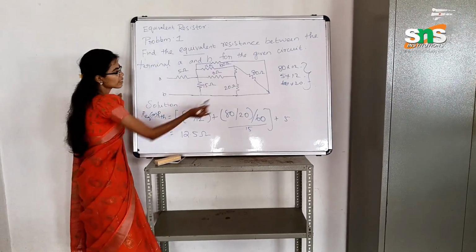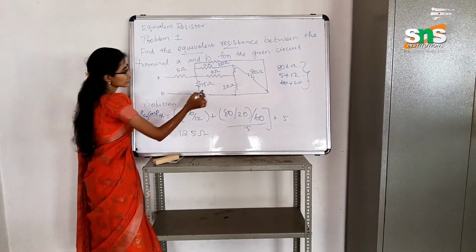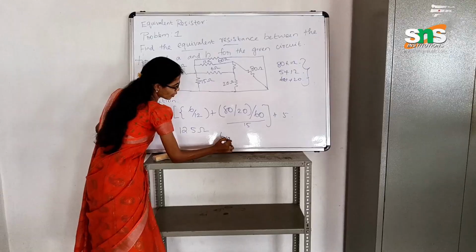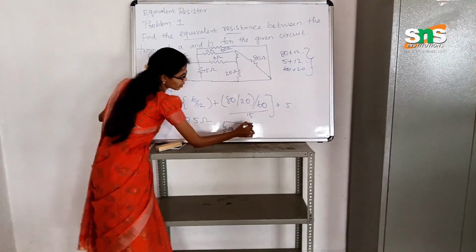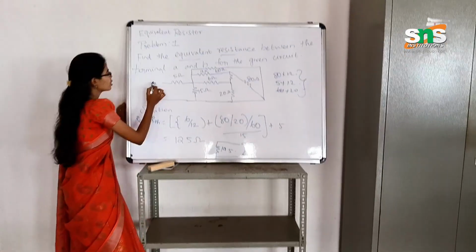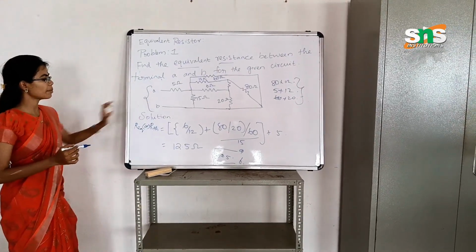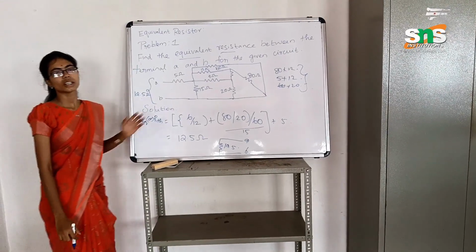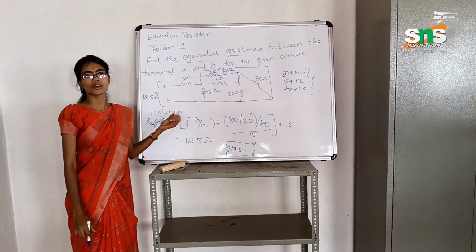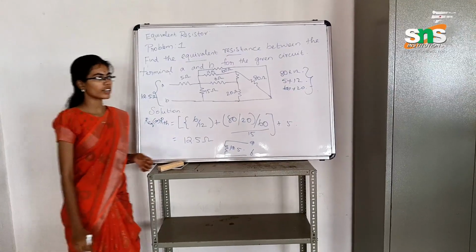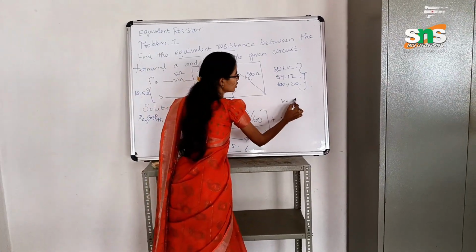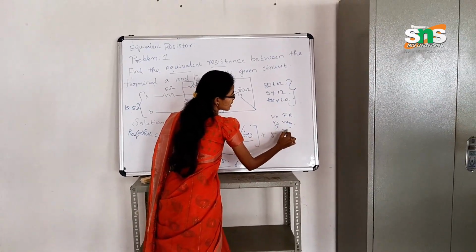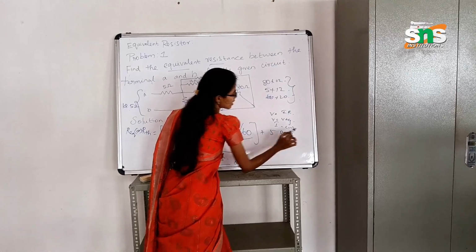You have to redraw the circuit and mention this equivalent resistance as 12.5 between A and B. So the resistance across A and B is 12.5 ohms. The unit of resistance is denoted as ohms. You already know about Ohm's law: V is equal to IR, where V is the voltage, I is the current, and R is the resistance.